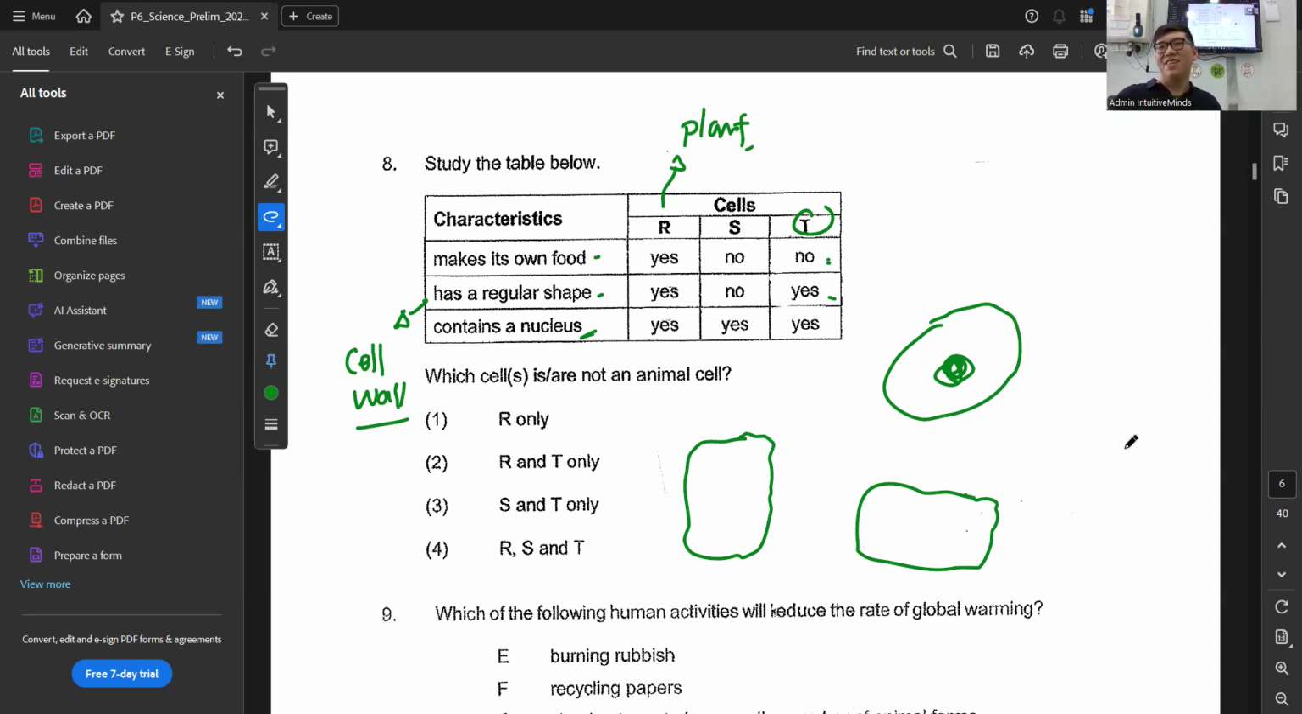But when you touch an animal, soft, furry dog. You get what I mean? Yeah. The flesh is soft. That's because it doesn't have a cell wall. Animal cells don't have a cell wall. Squishy. We are more squishy than trees and plants. Okay? So this is a plant. So you got R and T only, which is number 2.